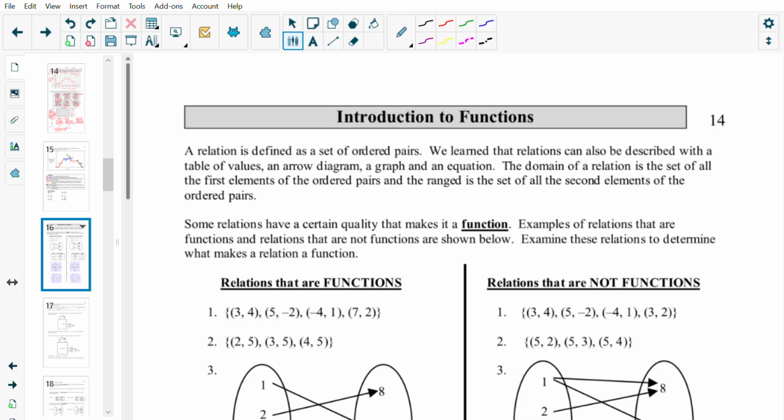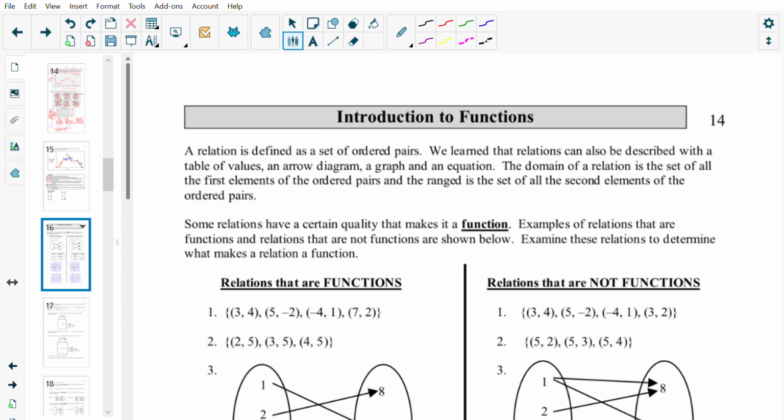Hello, everyone. We are back with the next one, introduction to functions. So, a couple definitions. A relation is defined as a set of ordered pairs. We learned that relations can also be described with a table of values, an arrow diagram, a graph, and an equation. This is from all the way back in our first lesson.